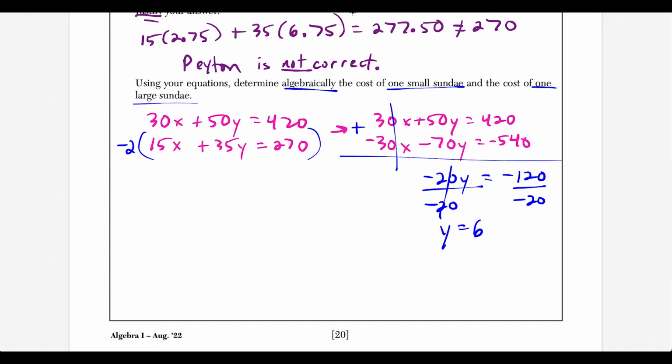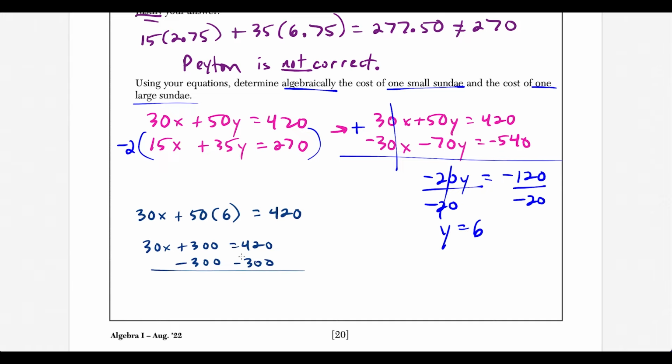So now to solve for the other variable, we're going to plug back in. It doesn't matter which one we plug into. Let's say we plug into the first one. So I'd have 30x plus 50 times y, which we just found is 6, equal to 420. This is going to give us 30x plus 300 is equal to 420. Now I would subtract 300 on both sides, and we're going to have 30x is equal to 120. And now just divide both sides by 30, and this is going to give us x equals 4.